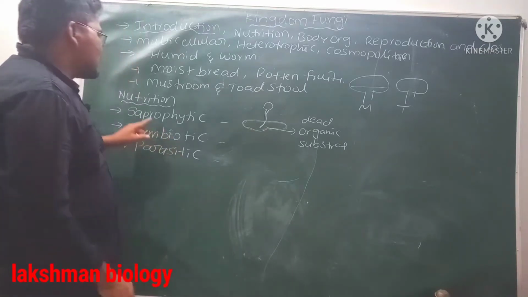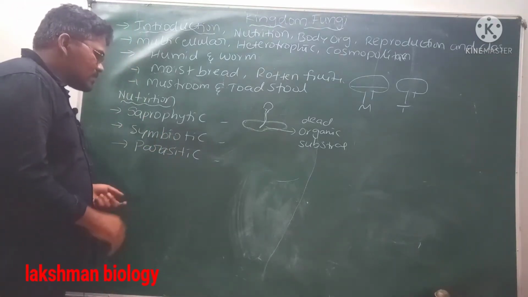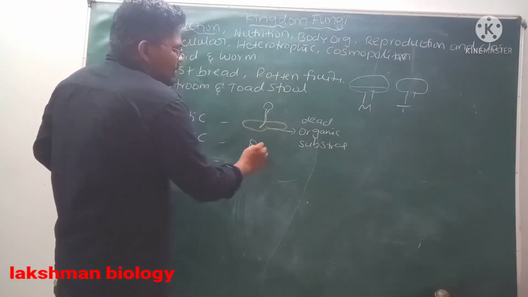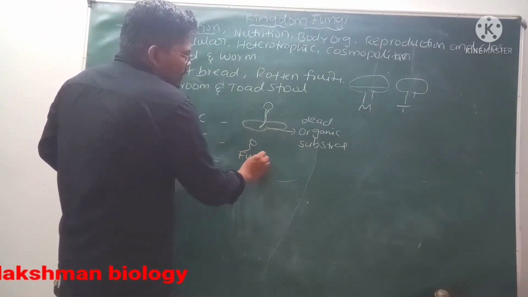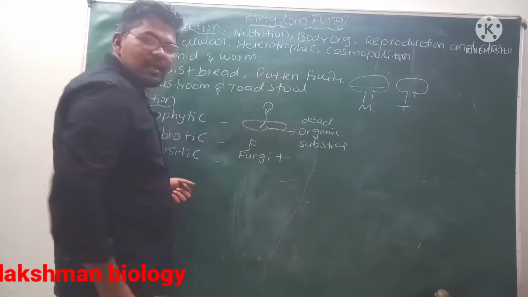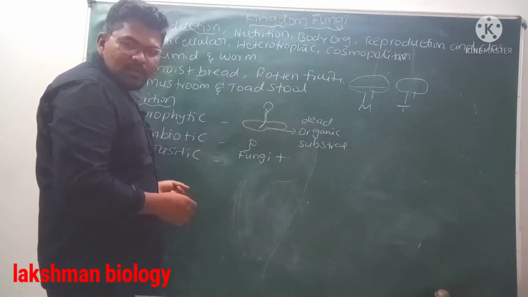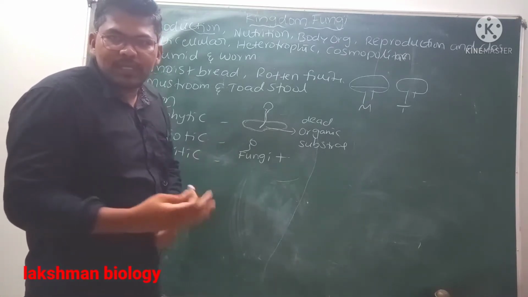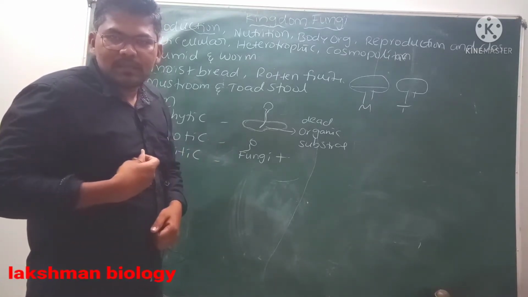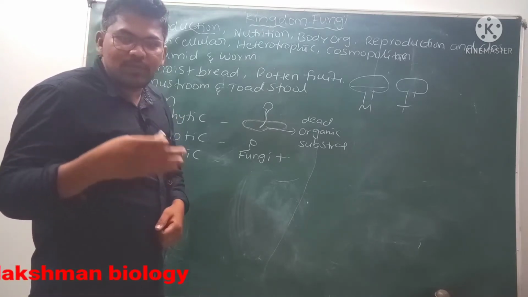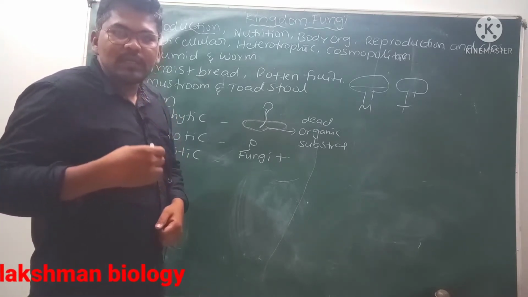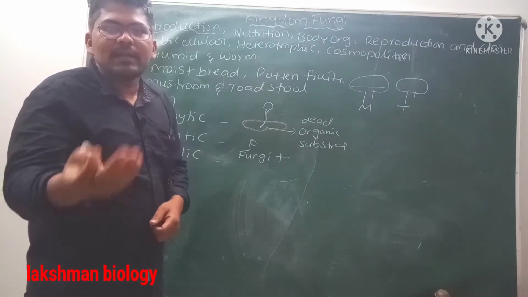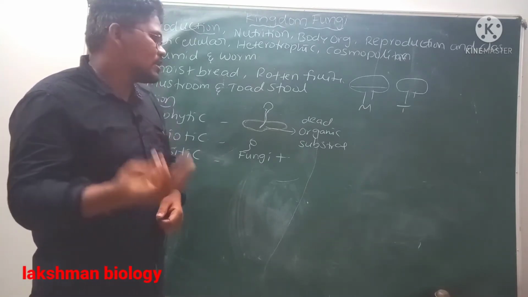That type of nutrition is called saprophytic. Symbiotic nutrition means here fungi live along with other organisms. Here it is a mutual relationship, like friendship. If you give a pen, I'll give a pencil. If your friend gives a pen to you and you give a pencil to your friend, that is a mutual relationship. You have given a pen and your friend has given a pencil to you.